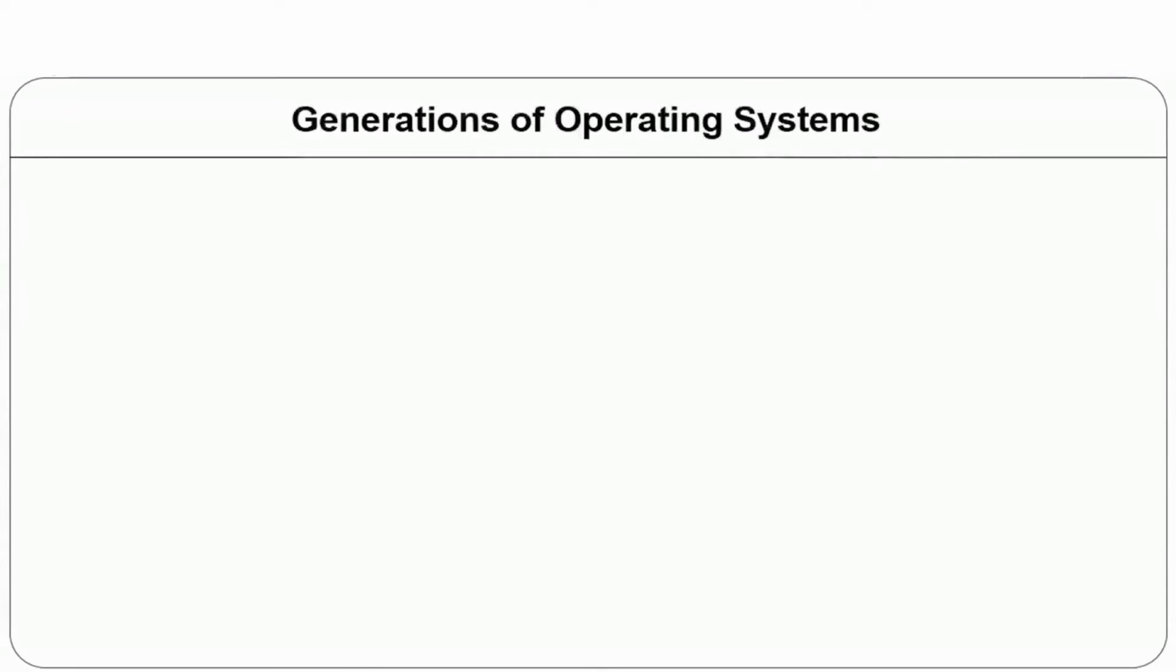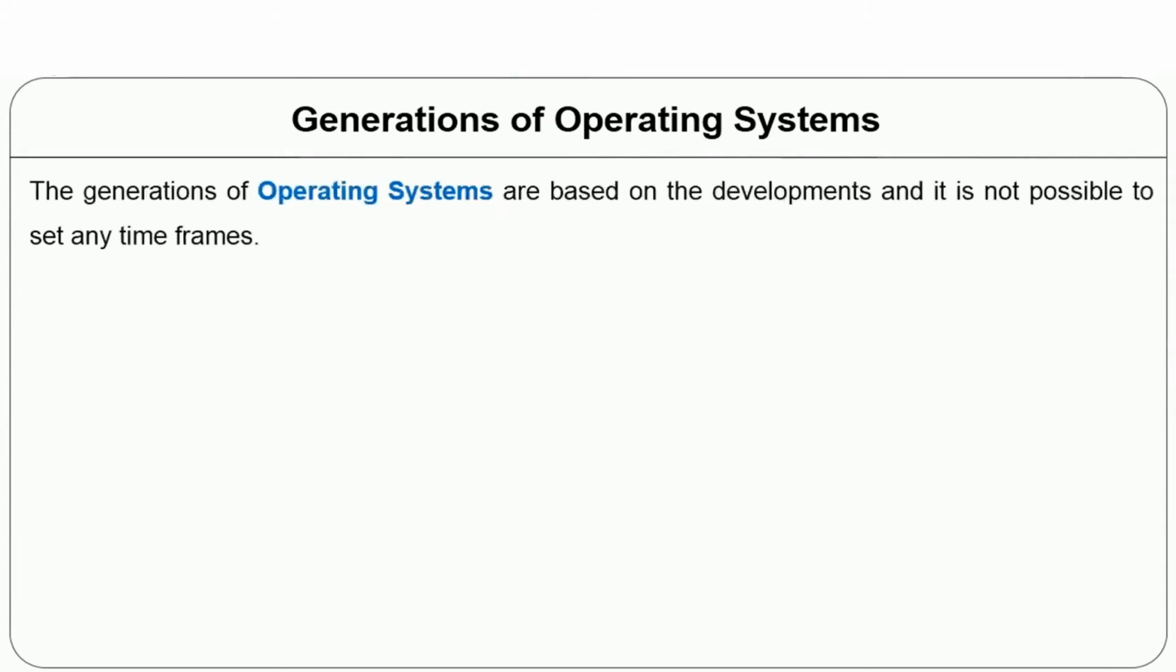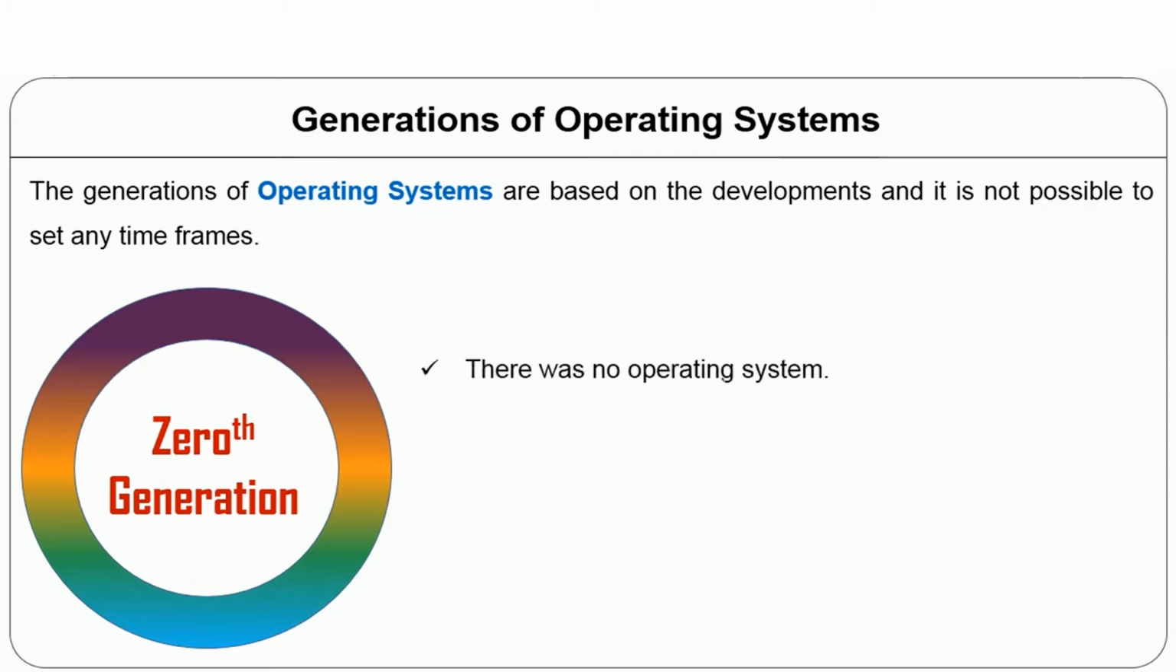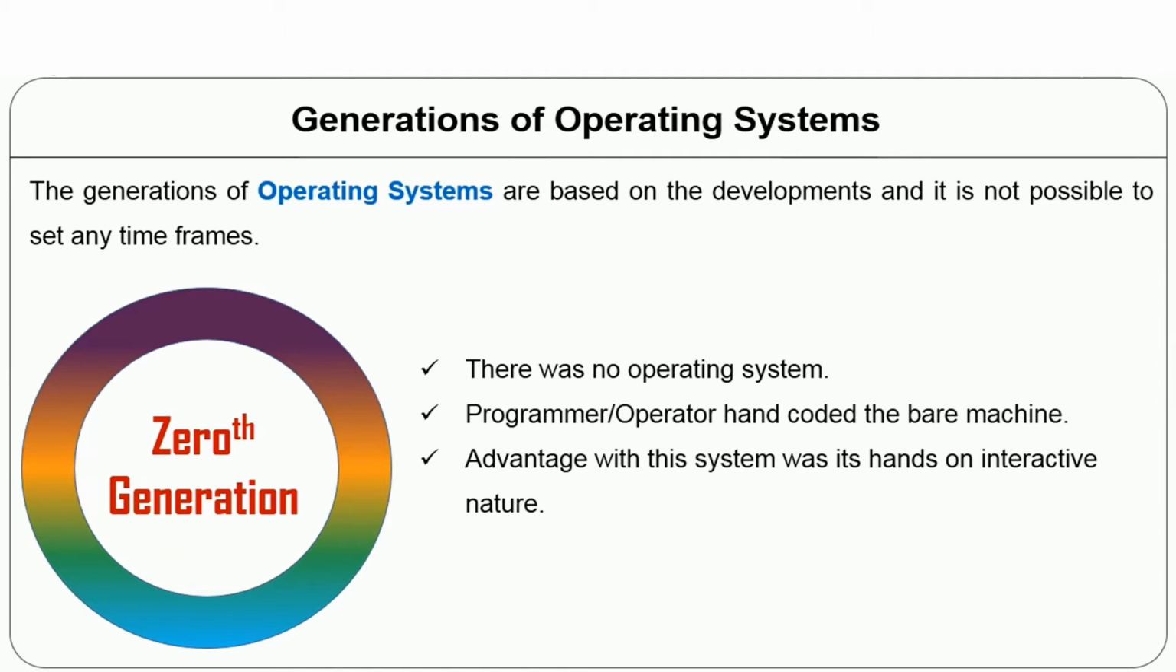Later, to speed up the process, similar programs were grouped together and were then executed as a batch by the operator. Now, looking into generations of operating systems. The generations of operating systems are based on the developments and it is not possible to set any time frames. 0th generation: there was no operating system. The programmer operator hand coded the bare machine. The advantage with this system was its hands-on interactive nature.